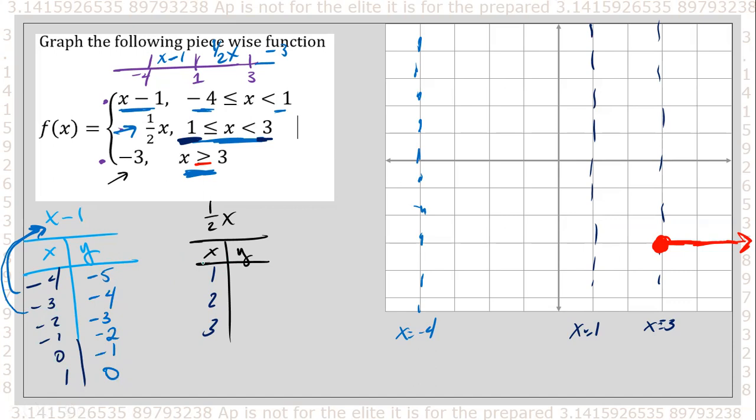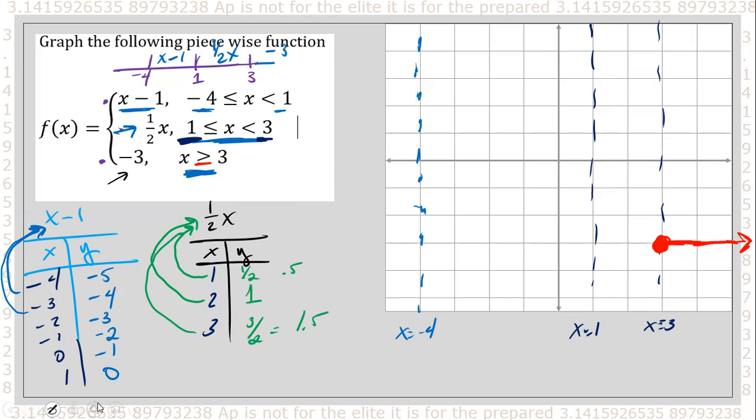Okay. The same thing goes here. You substitute into here. So 1 times 1/2, that's 1/2, right? Or if you like decimals, you can put 0.5, it's up to you. 2 times 1/2, that is 1. And 3 times 1/2, that is 3/2. Or if you like decimals, this is 1.5.